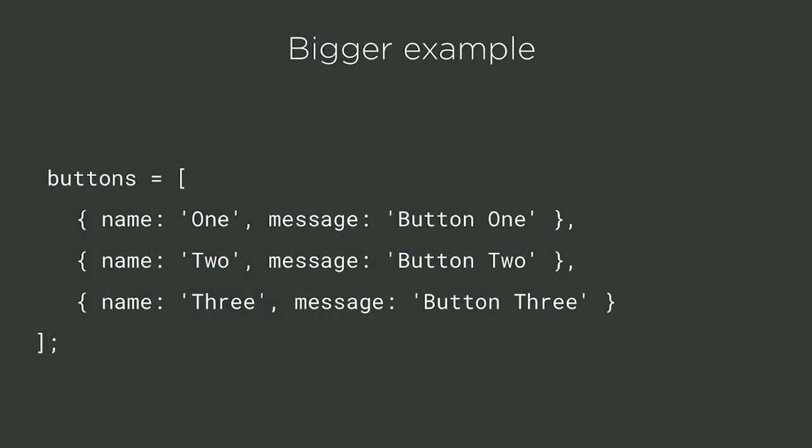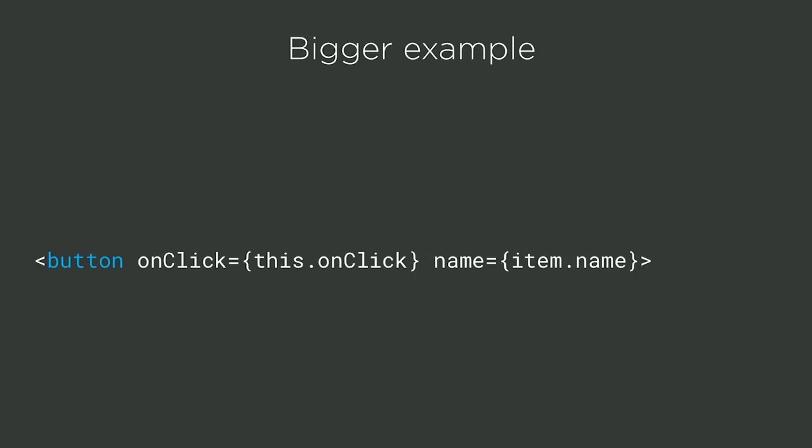So I have a list of buttons. This is easier to explain. Mine was a list of drop-downs. So I've got a list of buttons that have a name, and they have a message associated with that button. On click, I have this dot on click, and I want to display the message associated with the name. How would I do this?